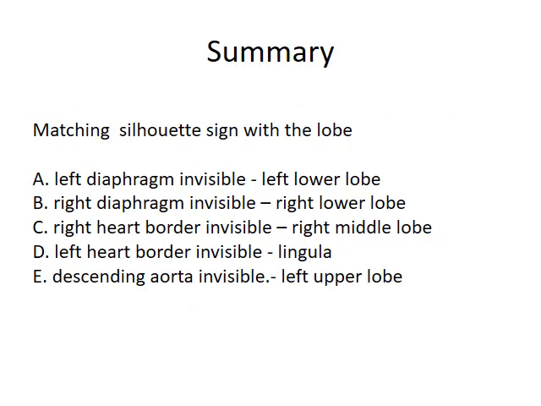So, summary. Left diaphragm invisible, left lower lobe. Right diaphragm invisible, right lower lobe. Right heart border invisible, right middle lobe. Left heart border invisible, lingula. Descending aorta invisible, left upper lobe.